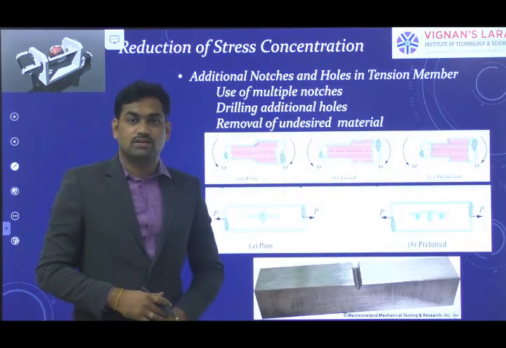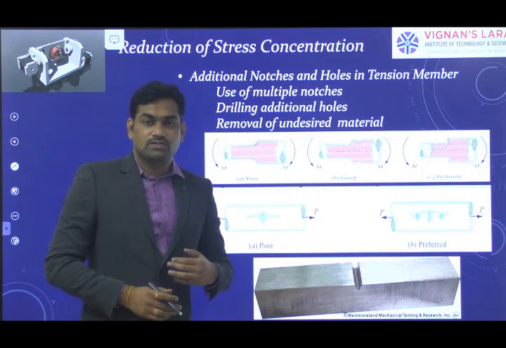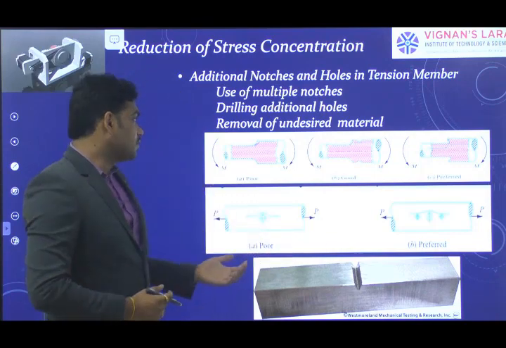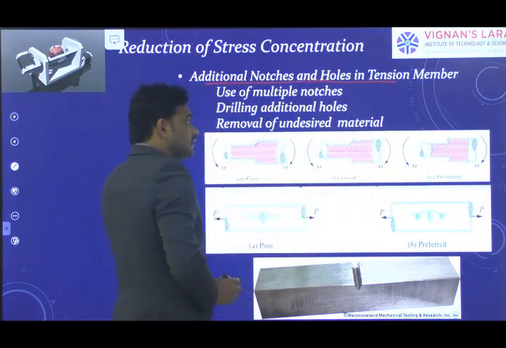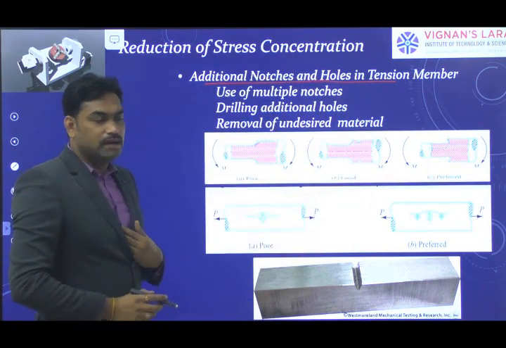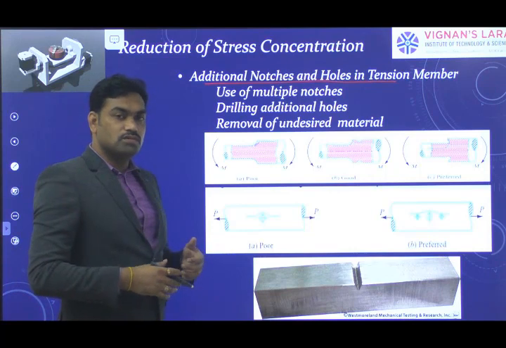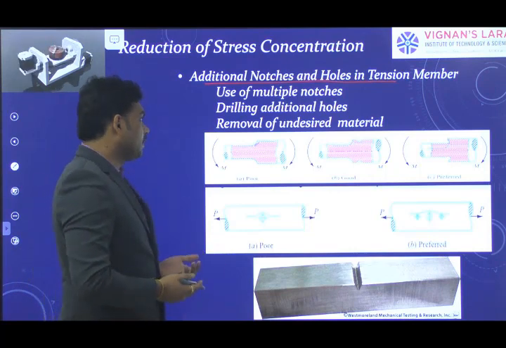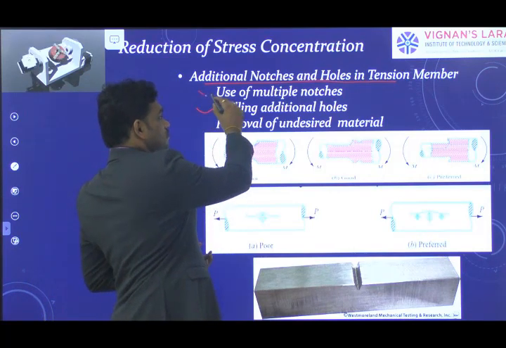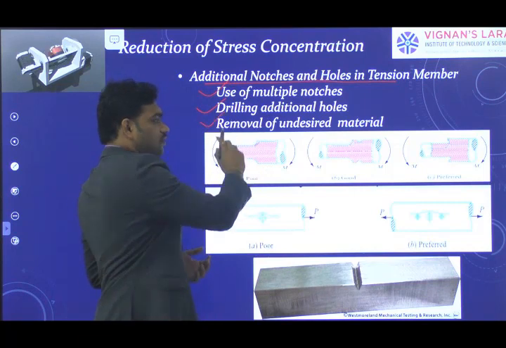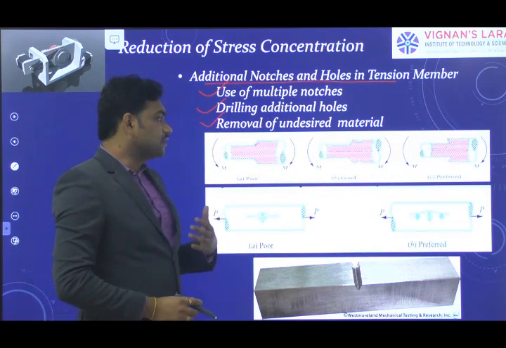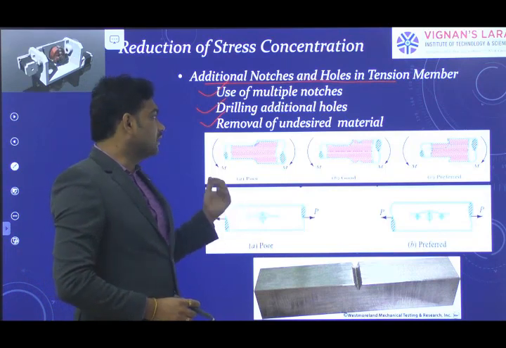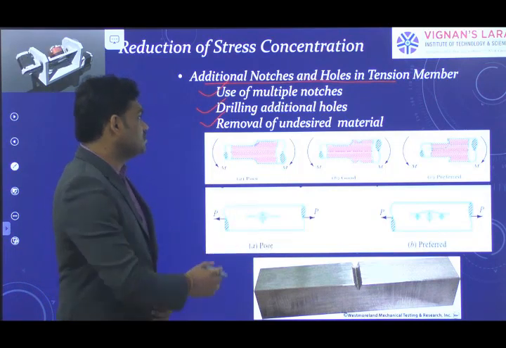So these are the methods to reduce stress concentration. For example, here you can take additional notches. This is one of the methods in a tension member or a bending member. You can use multiple notches. Here, drilling additional holes, use of multiple notches, or removal of undesired material. If the material is undesired, we can remove it, or we can provide additional notches or additional holes.